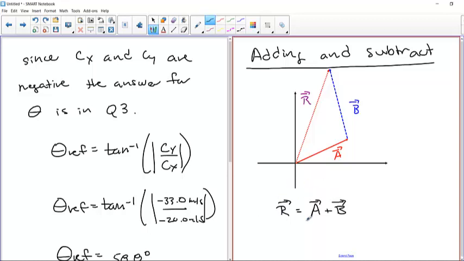So this is how we're doing it symbolically in terms of vectors, just like you would normally do with scalars. Here we're doing it graphically, tip to tail, and then you go from the tail here to the tip there.